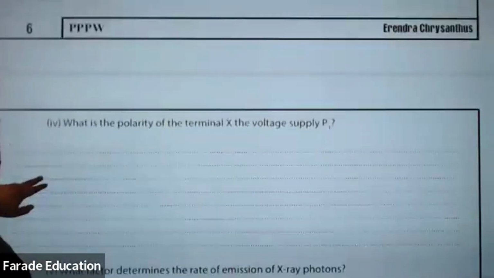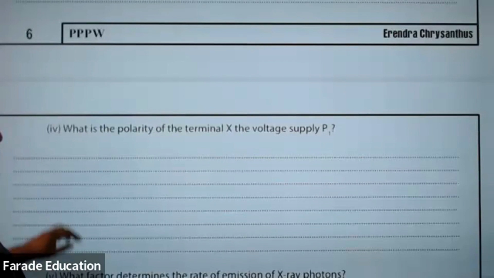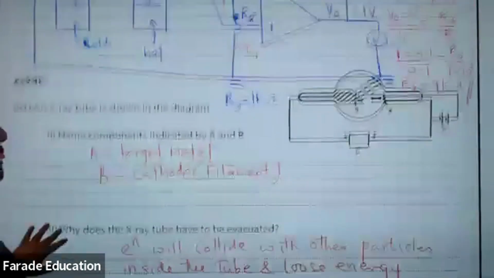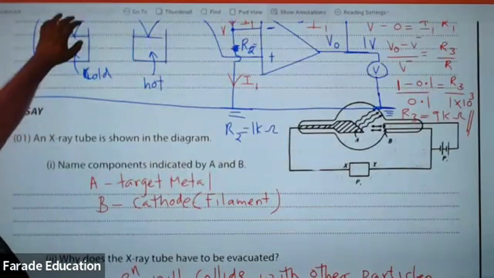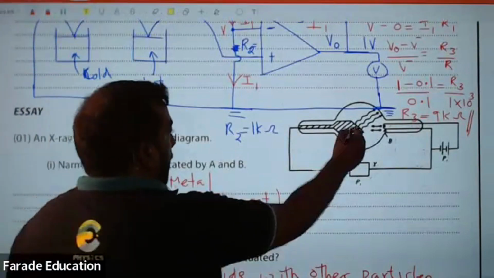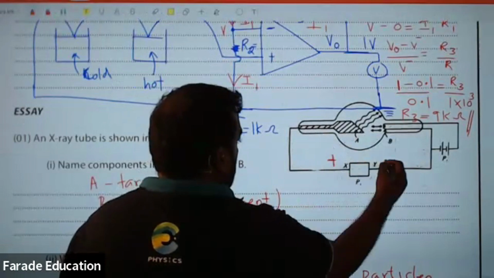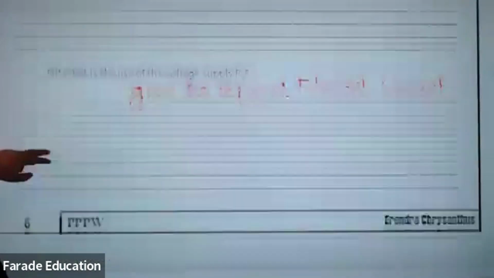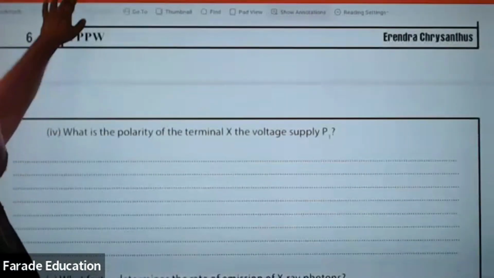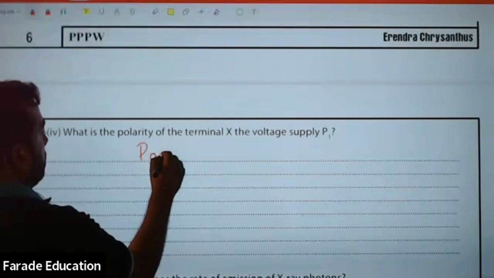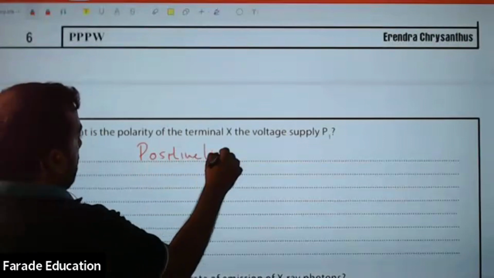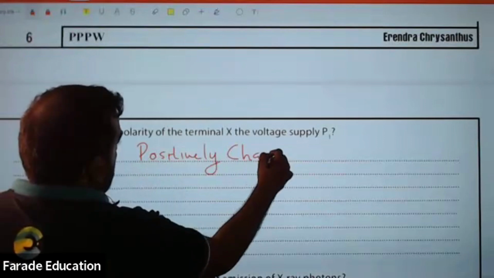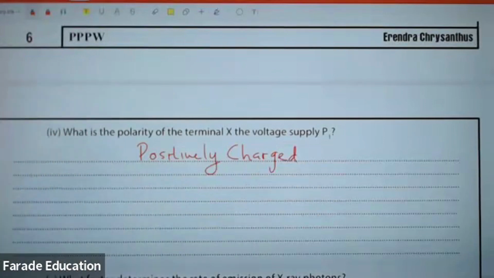Moving on. What is the polarity of terminal X of voltage supply P1? Terminal X is the anode. Anode terminal X is positive, cathode is negative. So X is going to be positively charged.